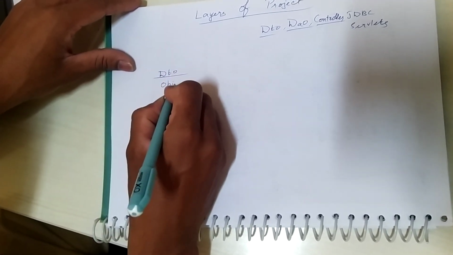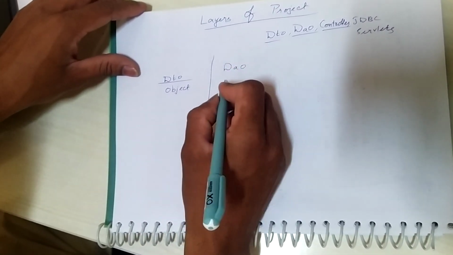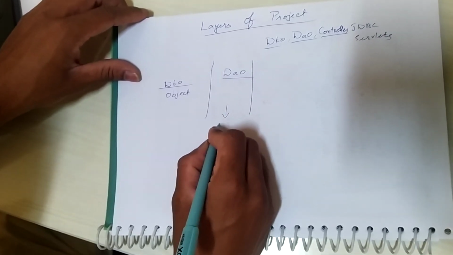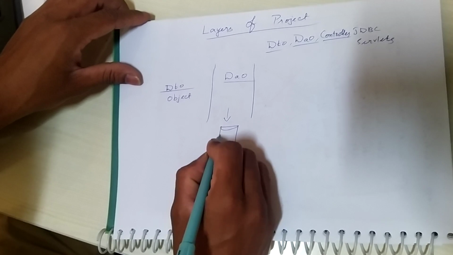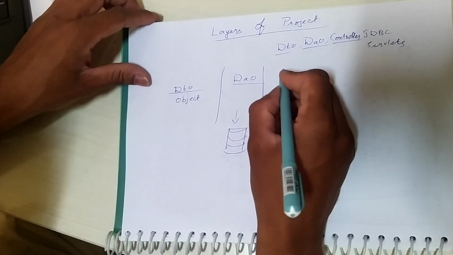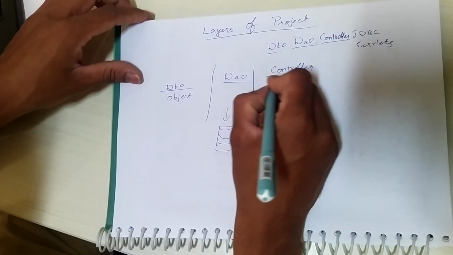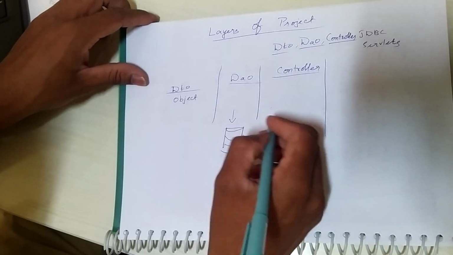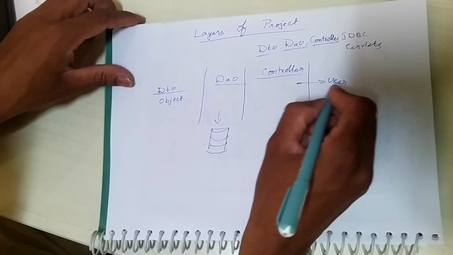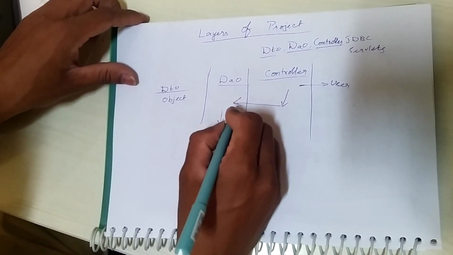DTO is nothing but an object which collects the data and transfers the data, and the DAO is a layer which is connected to the database; it always communicates with the database application. And the last one is the controller layer. This controller layer will handle all the transactions, meaning it will collect the data from the user, and after collecting the data, it will transfer the data to the DAO layer.